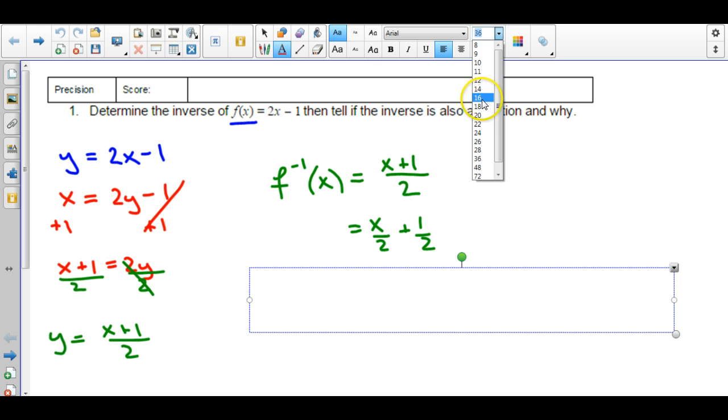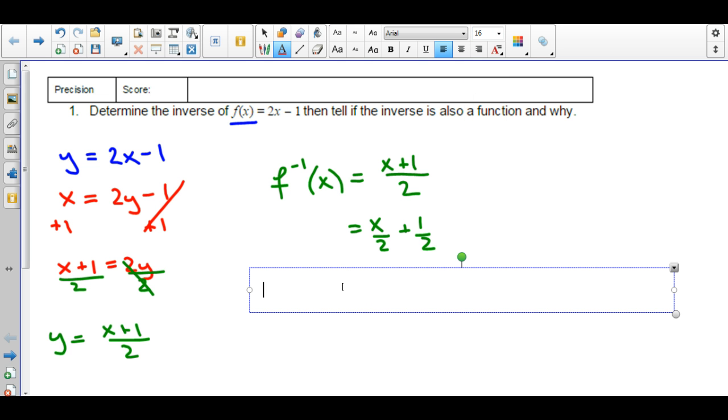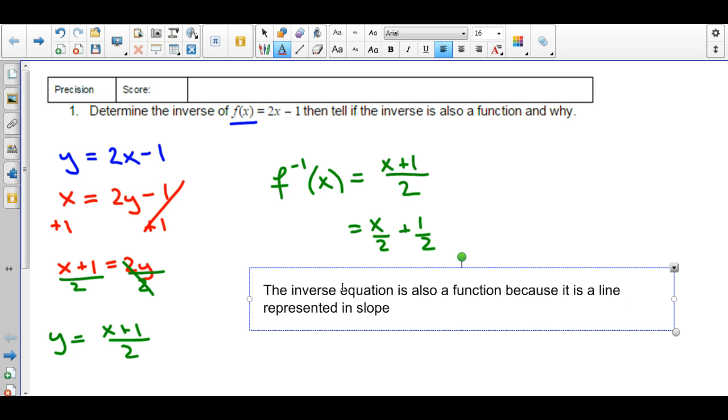Okay, so I'm going to say, determine... So we found the inverse. Okay, so tell if the inverse is also a function. So the inverse equation is also a function because it is a line represented in slope-intercept form, and the line is not vertical.